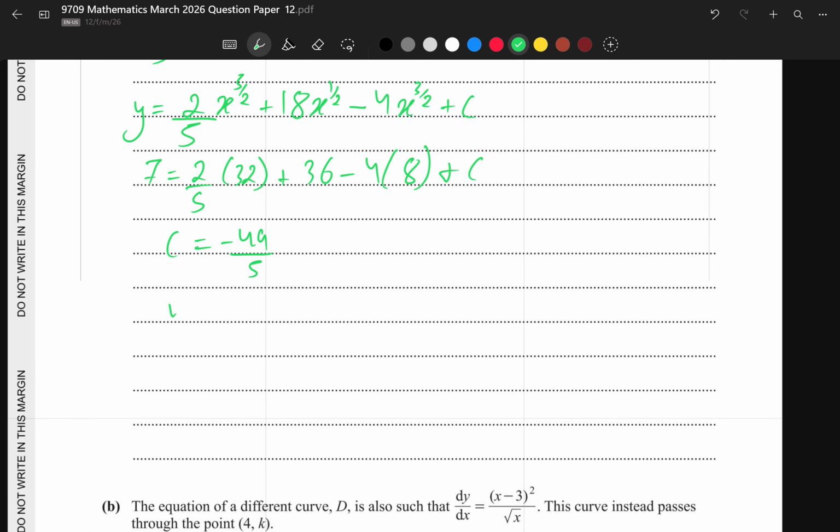So y equals 2/5 x^(5/2) plus 18x^(1/2) minus 4x^(3/2) minus 49/5.